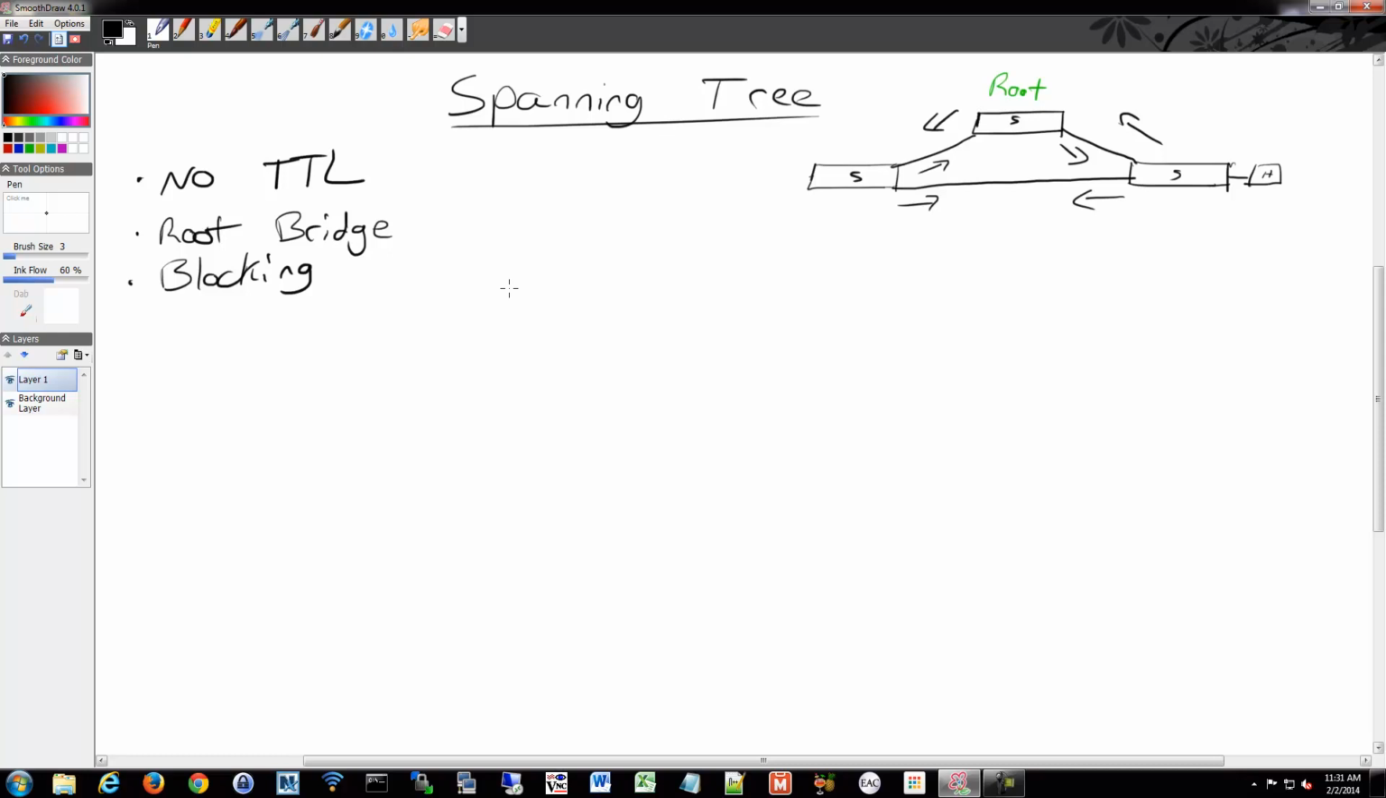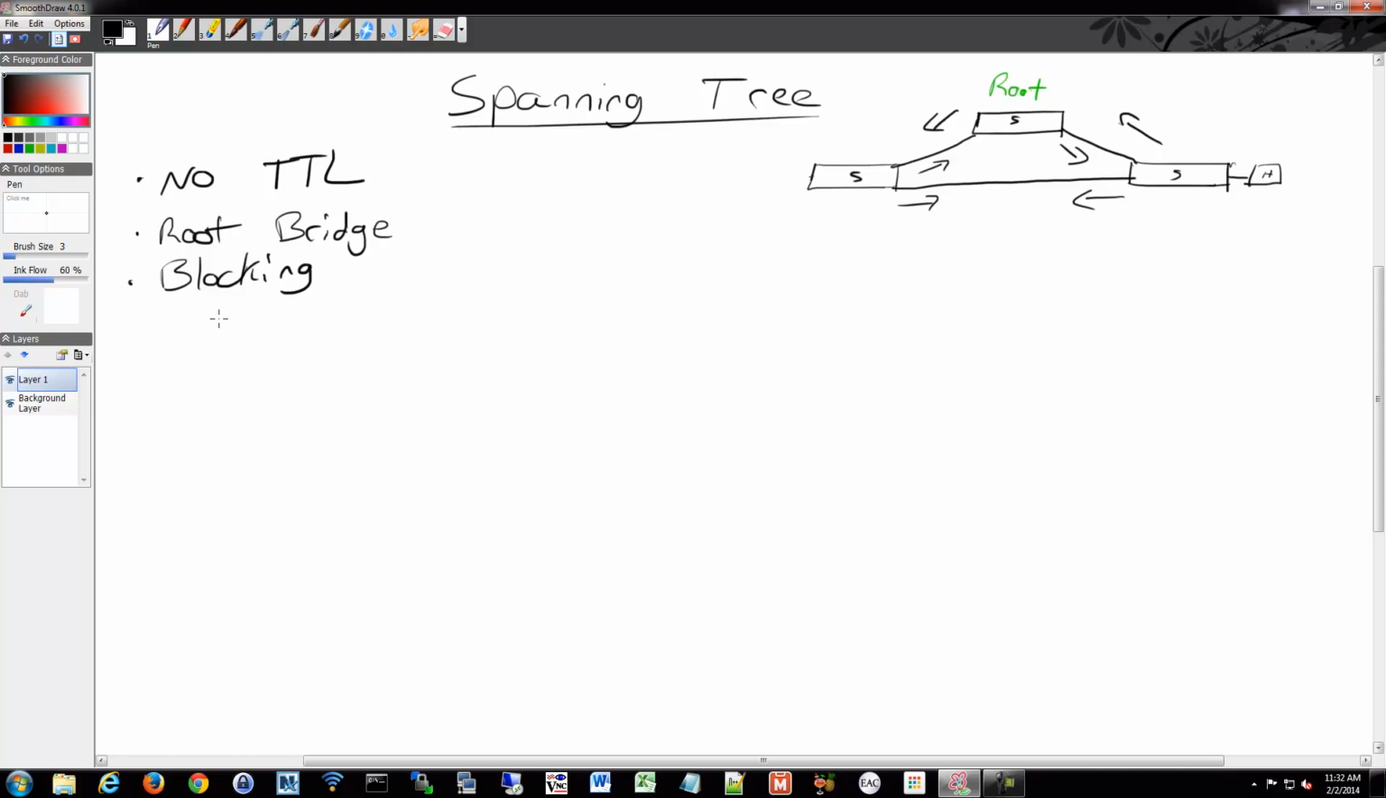And those links are kept up and live. They're just prevented from forwarding frames. So they're not put into a shutdown mode or anything like that. They're still kept up, but spanning tree puts them into a special blocking status.